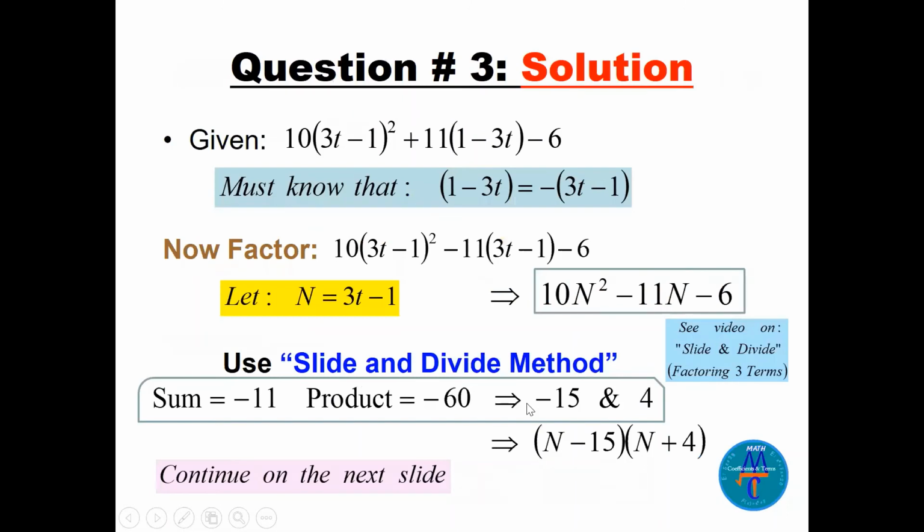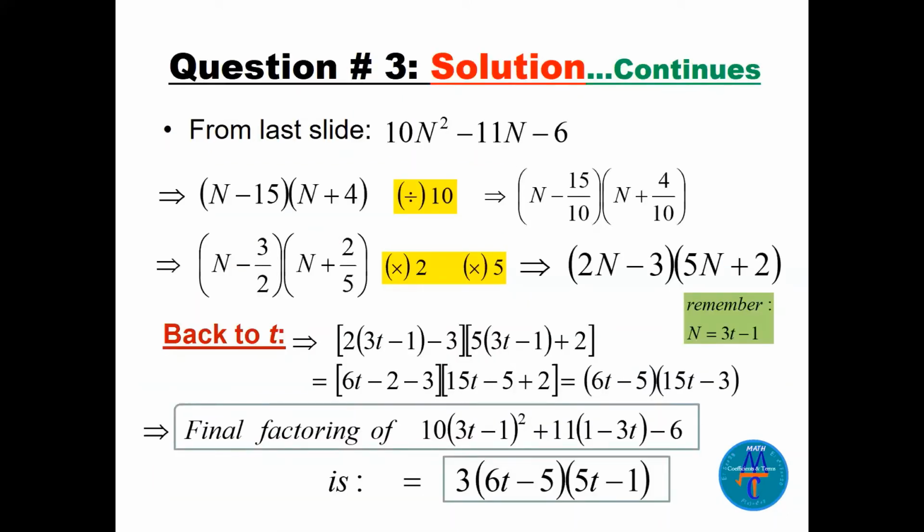So we have to remember n equals 3t minus 1. So I replace each n here by 3t minus 1. I put in the bracket here 3t minus 1, 3t minus 1. Remember, to multiply by 2, I distribute: 6t minus 2, and there is a minus 3. Now, in the second, 5 times 3t, 15t minus 5 plus 2. Simplify now, 6t minus 5, right?